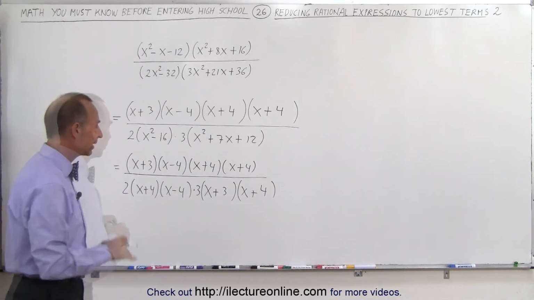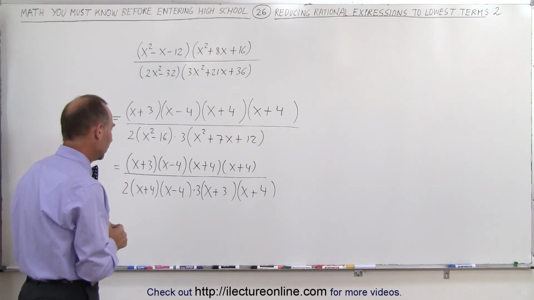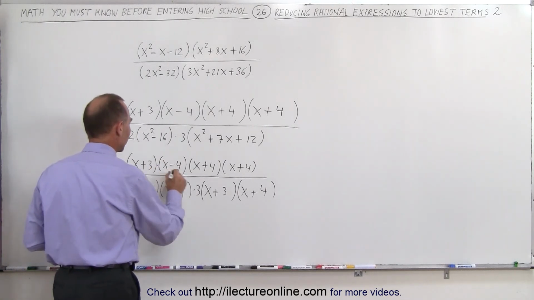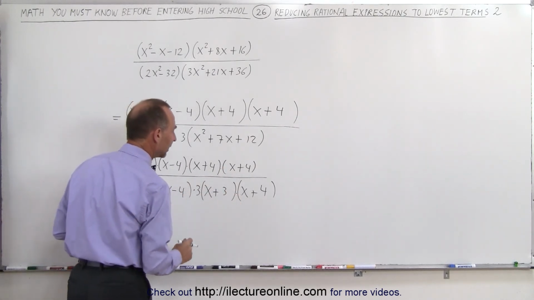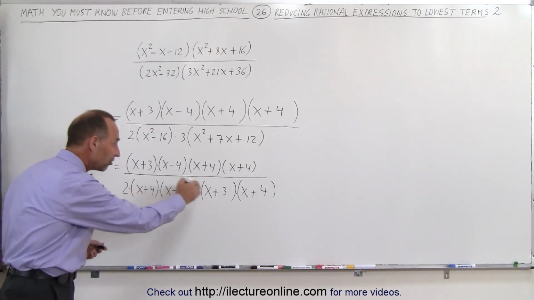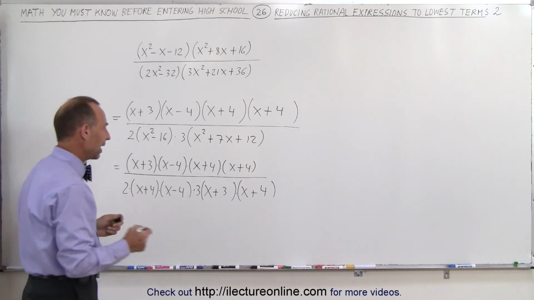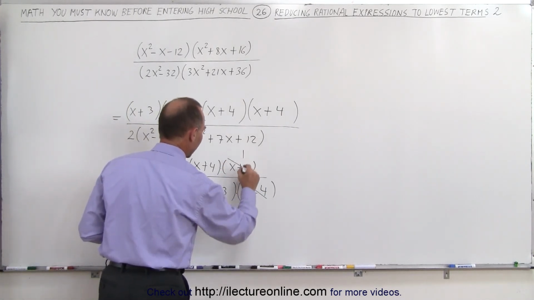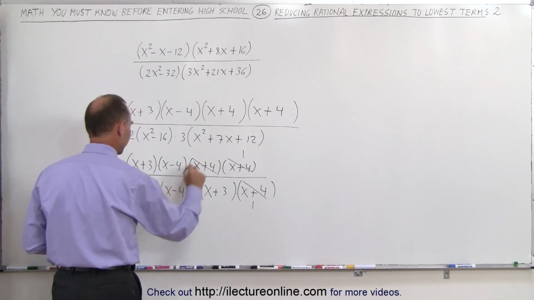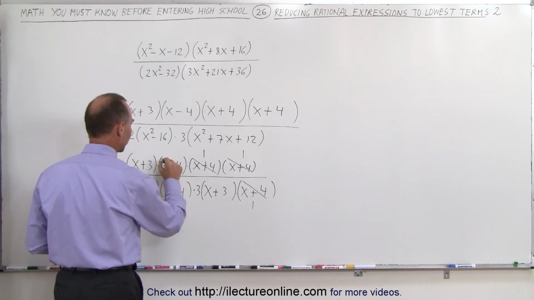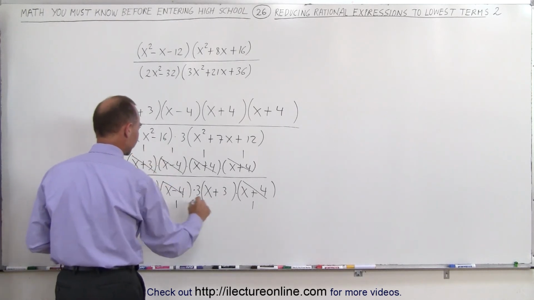Now the fun begins. What can I reduce by dividing both the top and the bottom by the same factor? Well, notice since everything is multiplied, I can go ahead and cancel. If there was a plus here somewhere or a negative somewhere, then you have to be very careful. Well, first of all, we have an x plus 4 here and an x plus 4, so that cancels out. We have an x plus 4 and an x plus 4, this cancels out. We have an x minus 4 and x minus 4, this cancels out. And we have an x plus 3 and x plus 3, this cancels out.